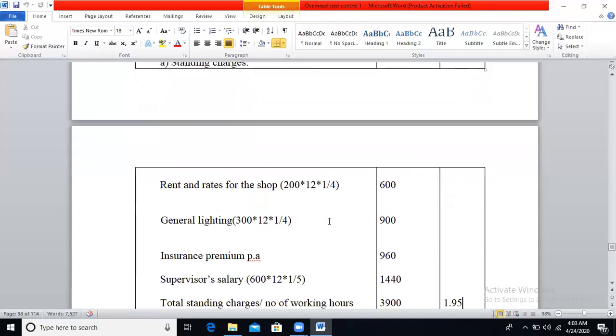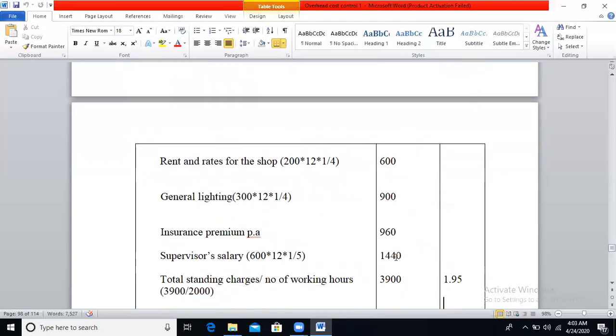Like that, general lighting. The value of lighting per month will be 300. Calculate for per year, so you have to multiply it with 300 into 12, and lighting will be provided only for 1/4 because this machine will occupy only 1/4 of total area of the shop. So you will get 900. Insurance premium is 960 per annum. Here they have given per annum. Like that, supervisor salary. Supervisor salary will be 600. It will be for per month.